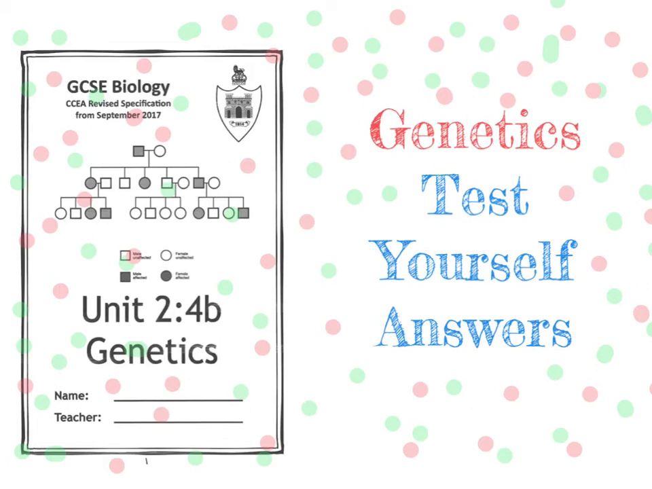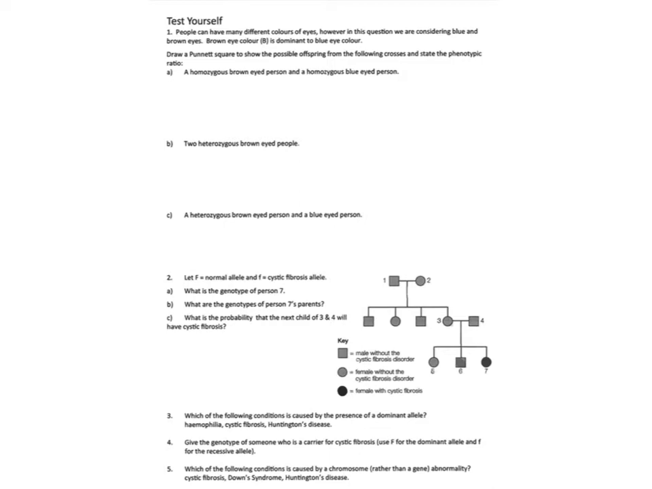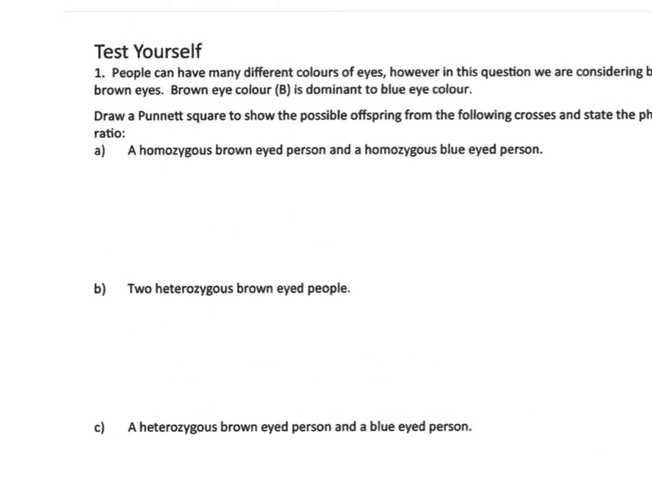Hello everyone. So we've finished going through the notes booklets on genetics. That's unit 2.4b and that's for both GCSE biology and double award biology. On the very last page in both booklets you've got some test yourself questions which you were trying, and so we're just going to go through now the mark scheme and you can mark your own work.